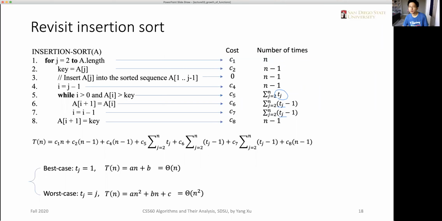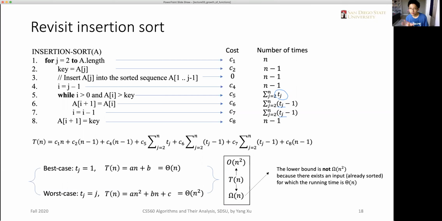So altogether, however, we can combine the worst case and the best case. The worst case can be the upper bound, and the best case can be the lower bound of the running time. Okay, so altogether we can say that T of n can be described by big O of n squared and big omega of n, right? Because the lower bound is not big omega of n squared. Because in the best case, when the input is already sorted, the running time can be linear. So the quadratic running time is not the lower bound. So in this case, we cannot use big theta of n squared to describe the running time of insertion sort.